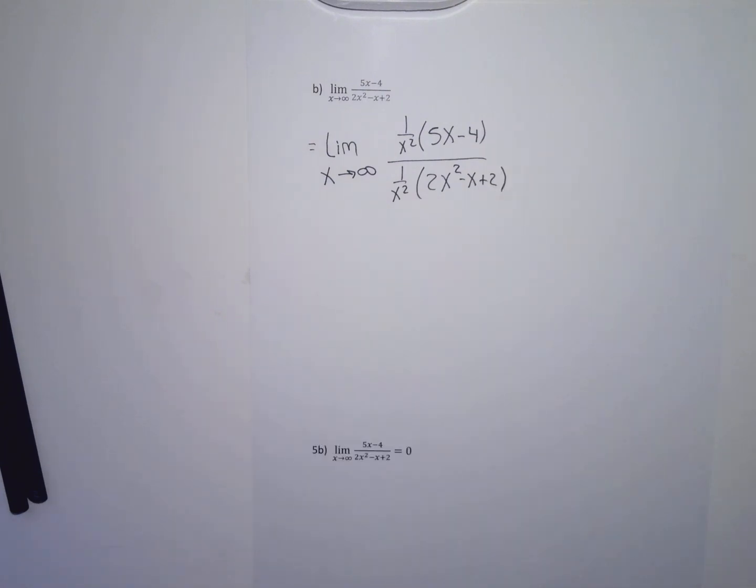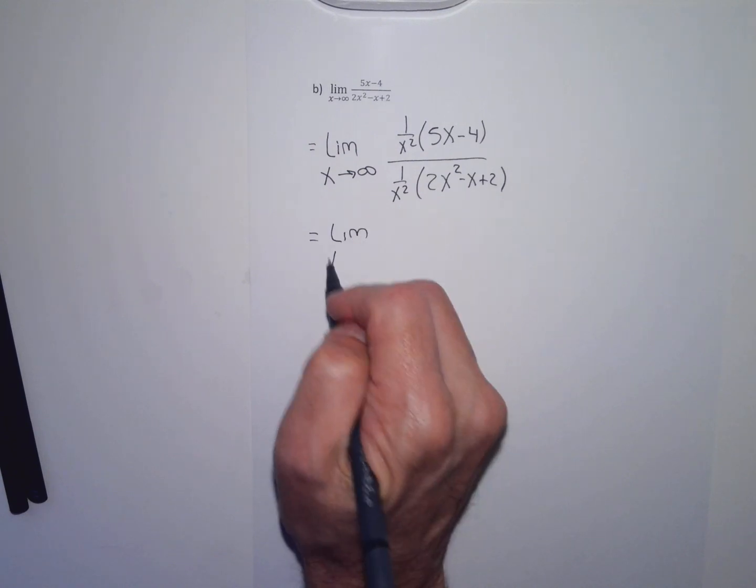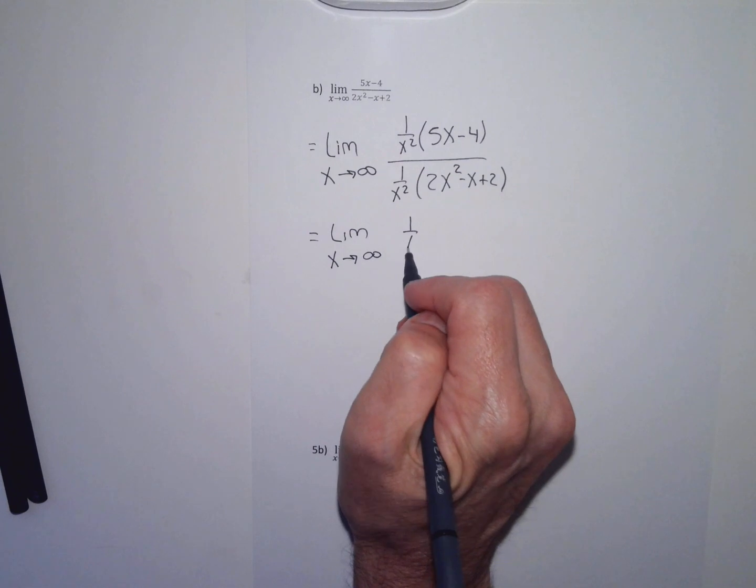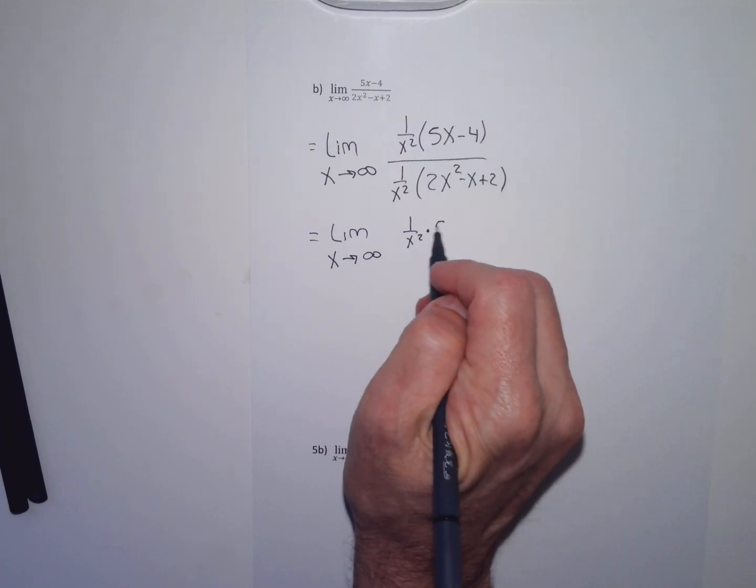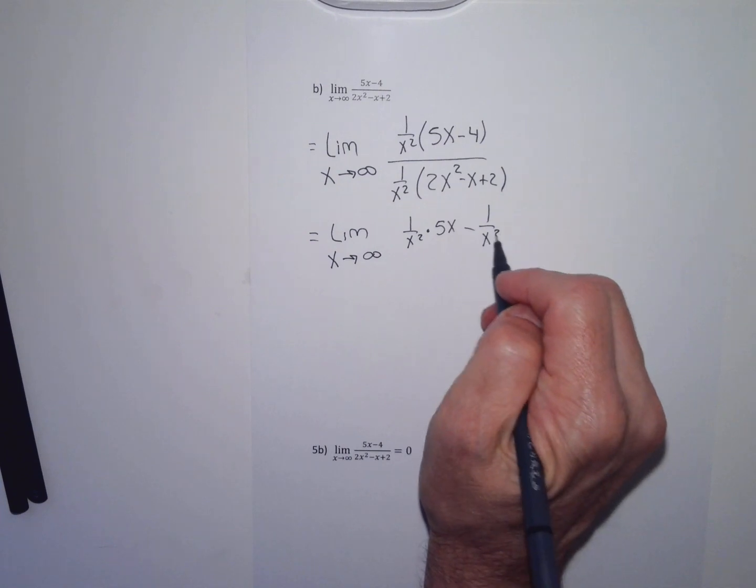Again, this is a step that I normally skip. I usually go straight to this mode, multiplying each term in the numerator as well as each term in the denominator by that, in this case, 1 over x squared.